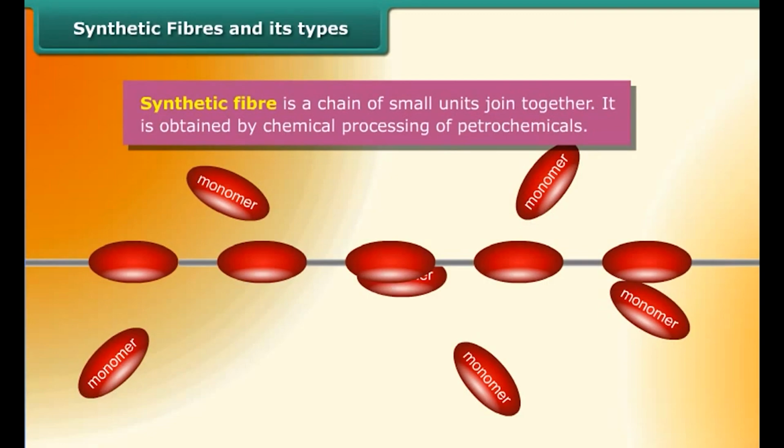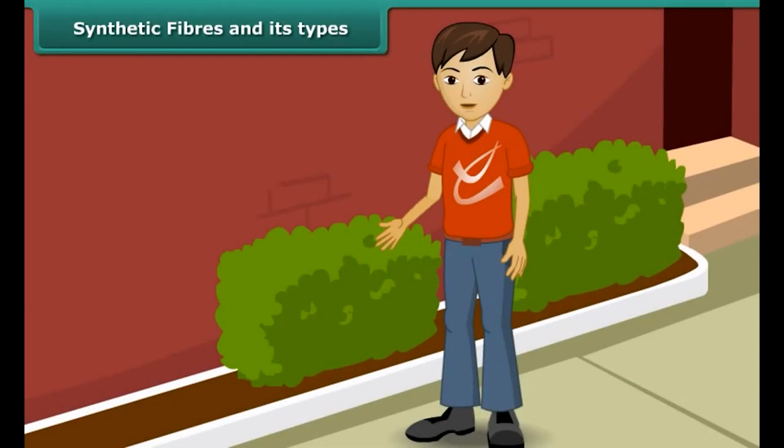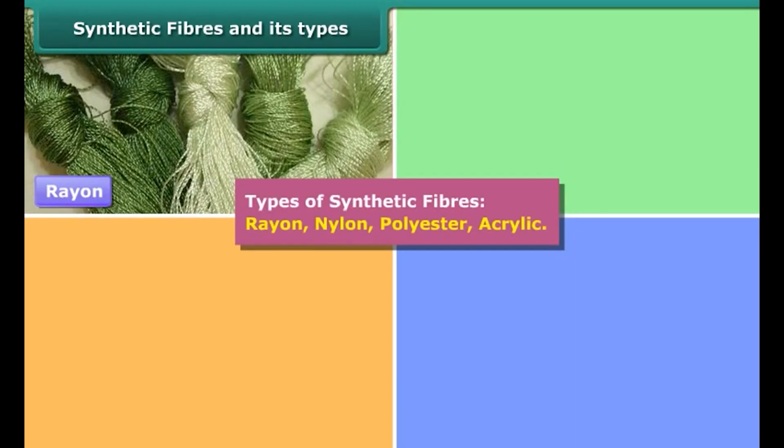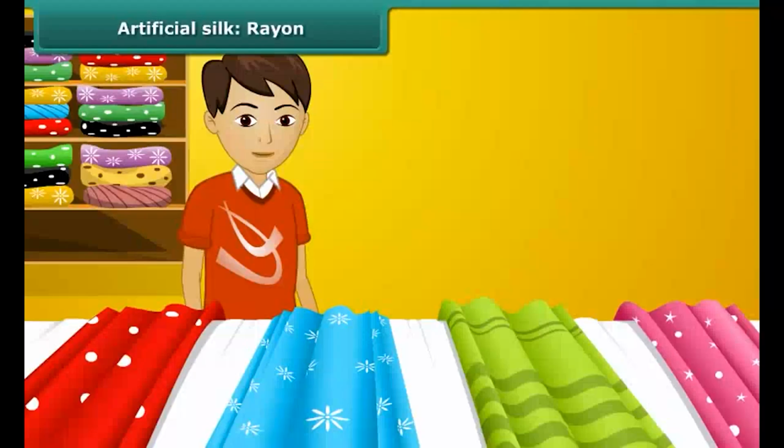The synthetic fibers are obtained by chemical processing of petrochemicals. Can you recall the various types of synthetic fibers which you use in your everyday life? Depending upon the types of chemicals used for manufacturing synthetic fibers, they are classified as Rayon, Nylon, Polyester, and Acrylic.